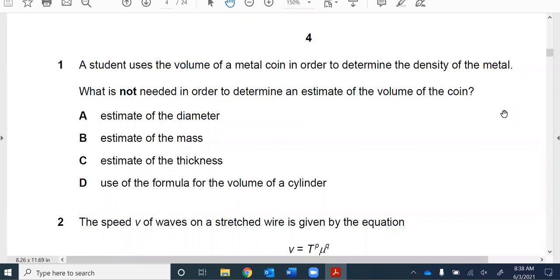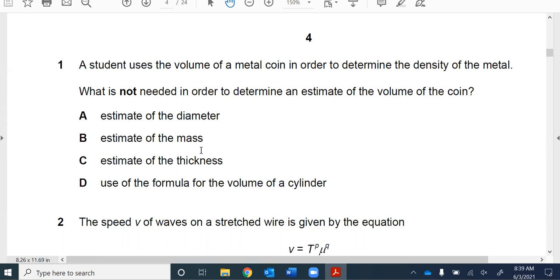All right, so for question 1 here, it reads, a student uses the volume of a metal coin to determine the density of the metal. What is not needed in order to determine an estimate of the volume of the coin? All right, so using volume to determine density, we could think, okay, for density we need mass per volume, but let's not confuse that, because all we're trying to do is say, what do we need to estimate the volume of the coin?